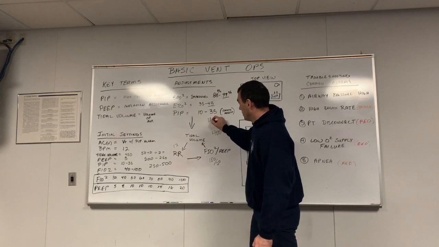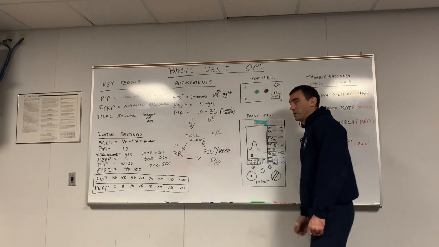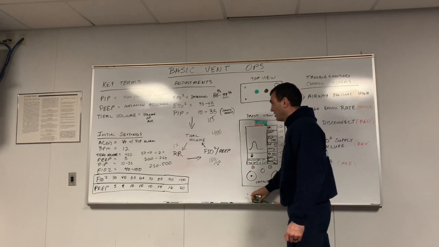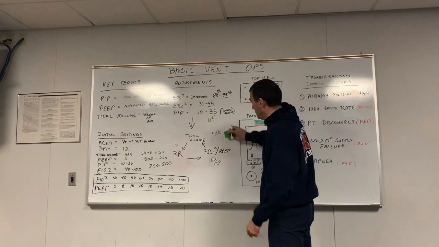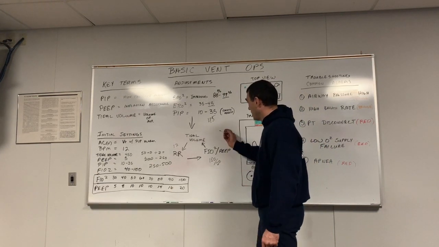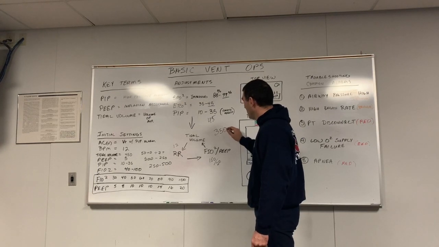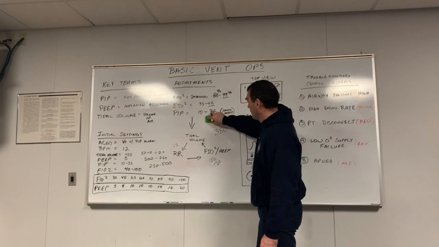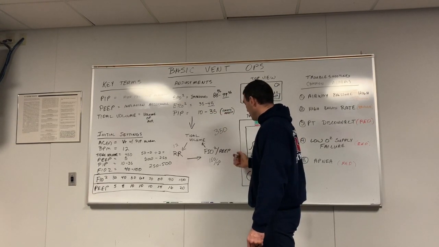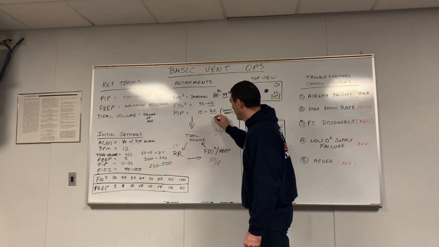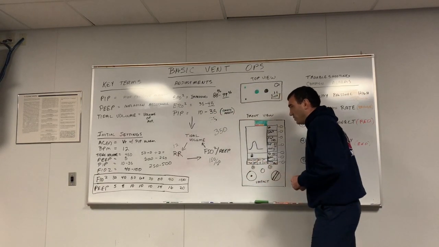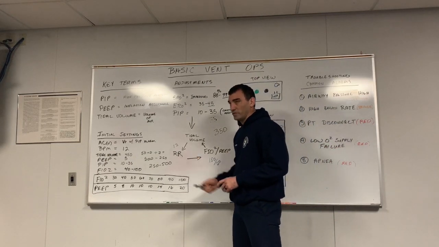Now say I get a PIP alarm again. Man, what do I do? Well, we know that 350 was okay because the PIP alarm told us what the pressure was. So we're at 35 now. We're at the high end of our PIP. So the only adjustment we can make at this point is to raise the respiratory rate.